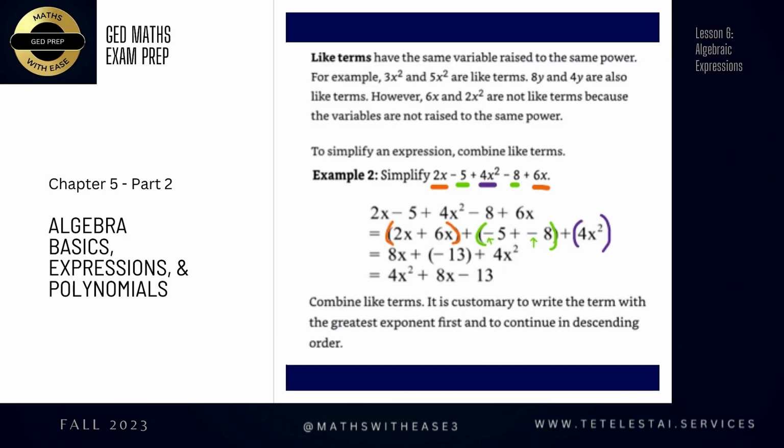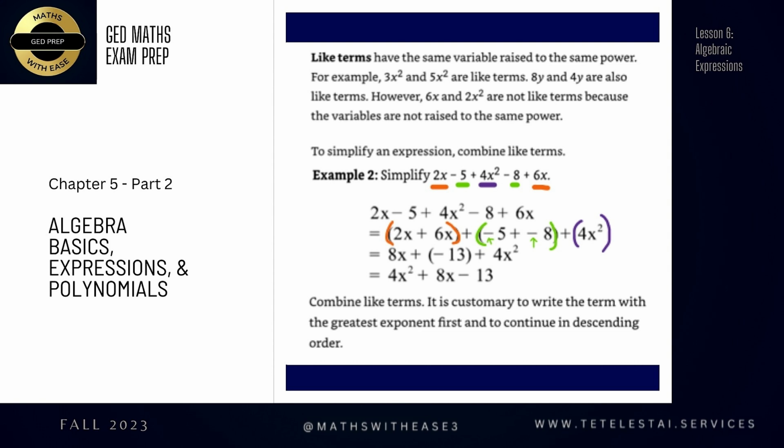Like terms have the same variable and they're raised to the same power. So for example, 3x squared and 5x squared are examples of like terms because they both have x as a variable and both variables are raised to the power of 2. And they also both have a whole number written before the variable. So 3x squared and 5x squared are considered like terms. 8y and 4y are like terms because they both have a number written before the variable and they both share the same variable y. However, 6x and 2x squared are not like terms because the variables are not raised to the same power.